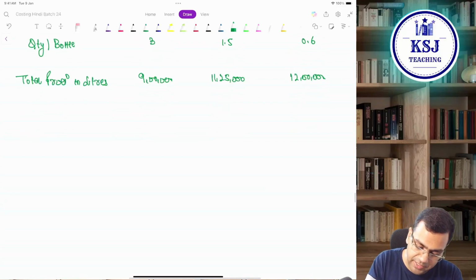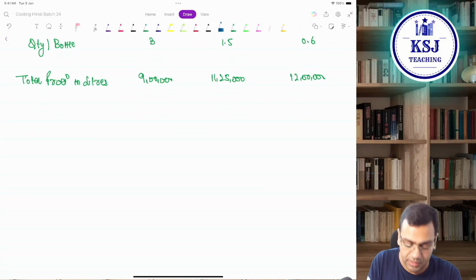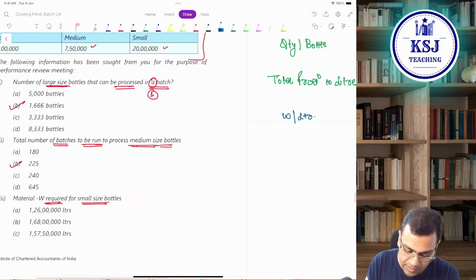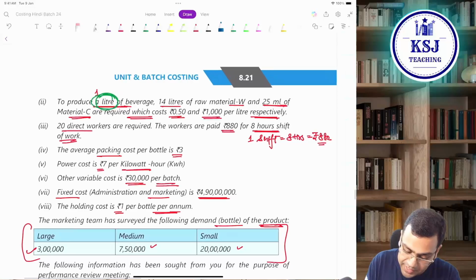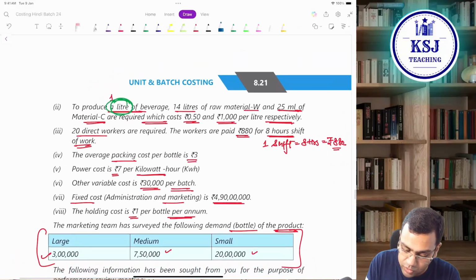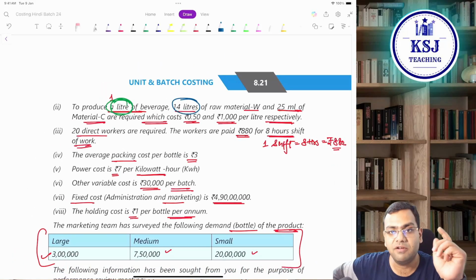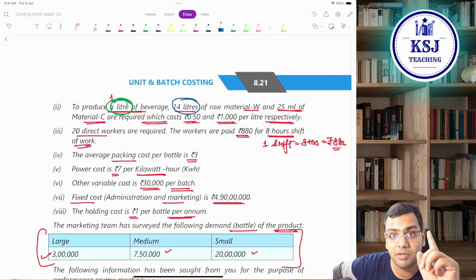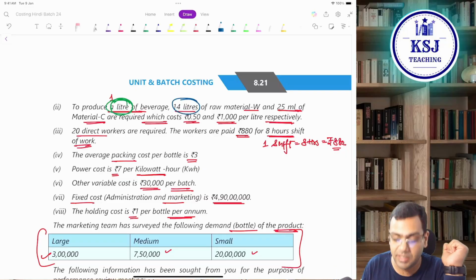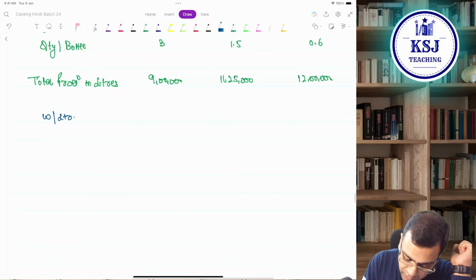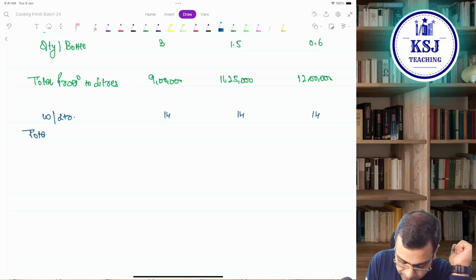Now we will calculate what is the raw material W required per liter. He says the W required per liter is 14 liters to manufacture 1 liter of the beverage. 14 liters of the raw material W will be required. So total raw material W required.